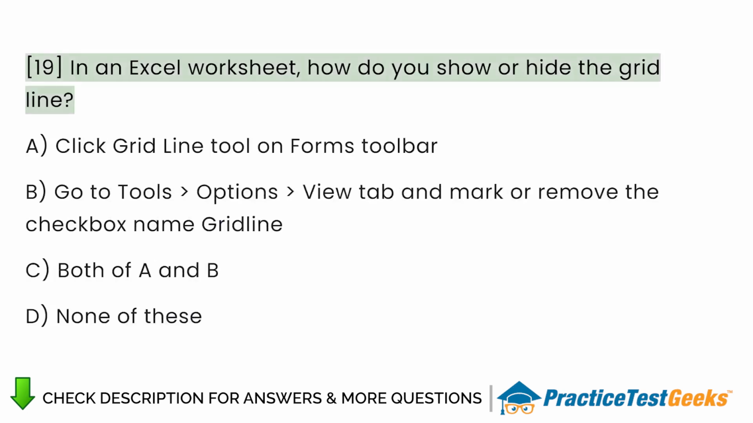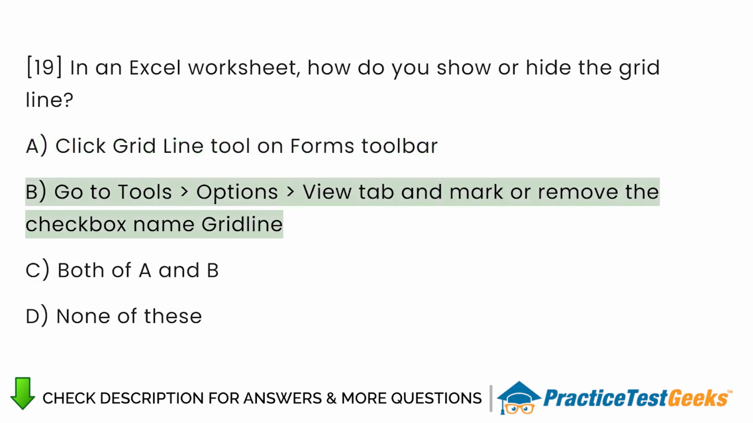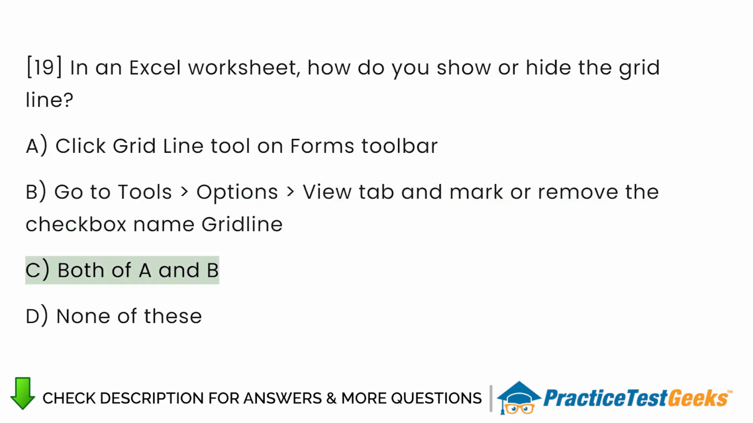In an Excel worksheet, how do you show or hide the grid line? A. Click Grid Line tool on Forms toolbar. B. Go to Tools Options View tab and mark or remove the checkbox Grid Line. C. Both A and B. D. None of these.